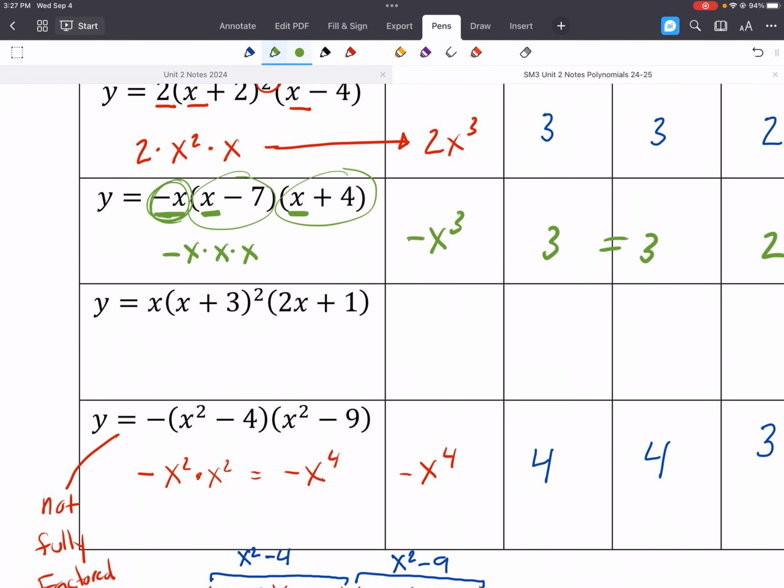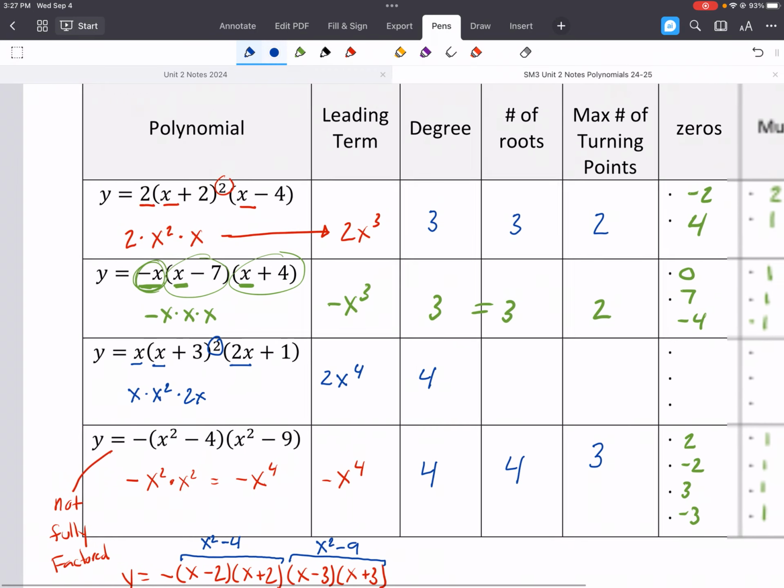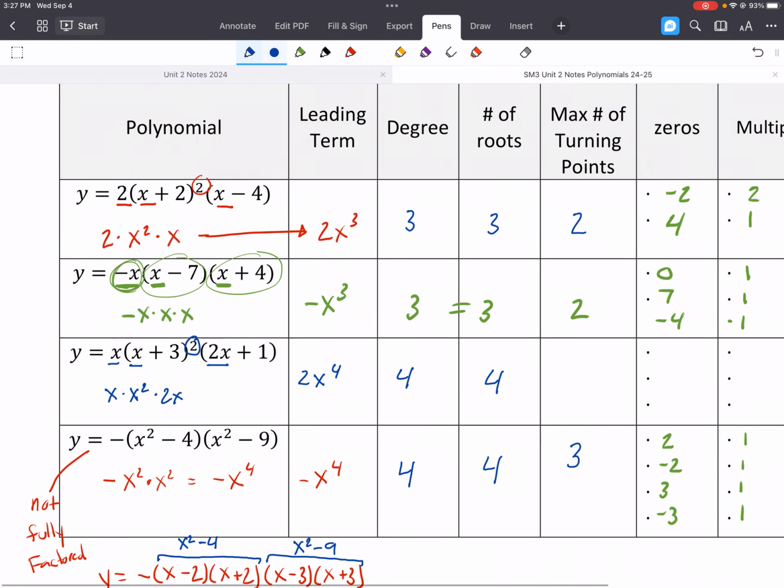All right, let's try another. Again, we're trying to find the leading term. So x times x squared times 2x, where those are just coming from these three factors. Multiply all of those. We should end up getting 2x to the fourth. So a degree of 4, and the number of roots would be 4. Max number of turning points would be 3.